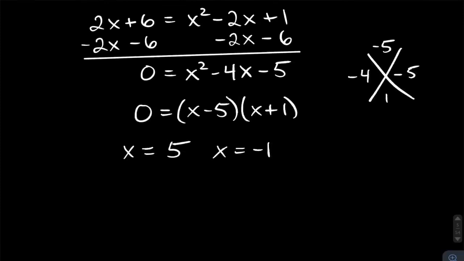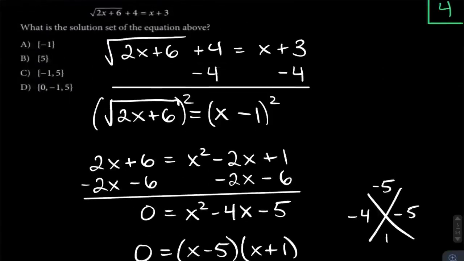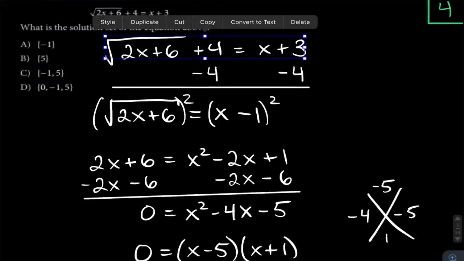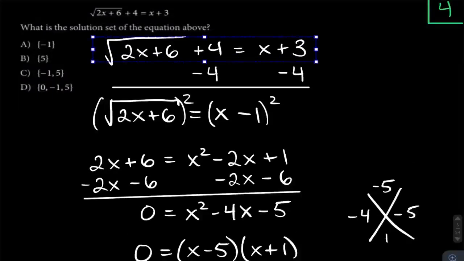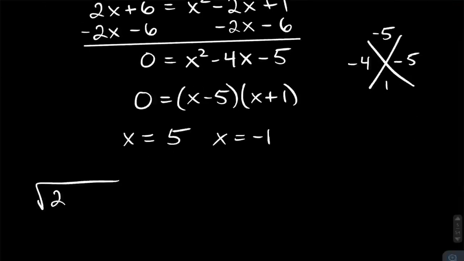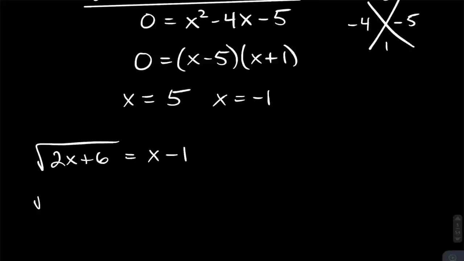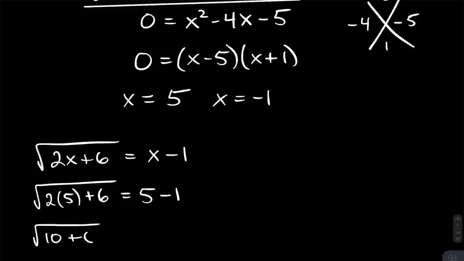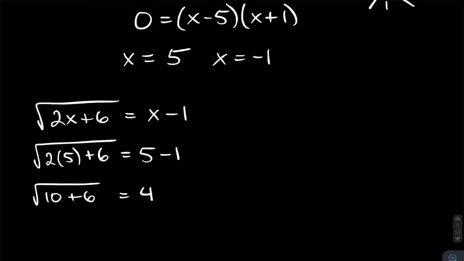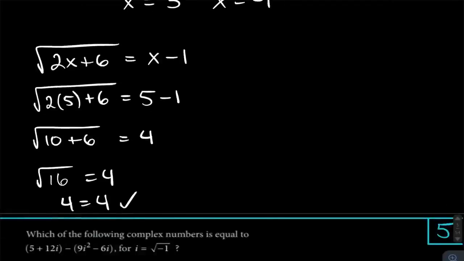Let's plug in that 5. And actually, this version of the equation is kind of annoying, so let's just use the version where I've already gotten rid of that 4. So we'll do the square root of 2x plus 6 equals x minus 1. We'll plug in 5 here, and in doing that, we're going to get the square root of 10 plus 6 equals 4. And you would agree, that's definitely the square root of 16 equals 4. 4 equals 4. So that one works. 5 works.